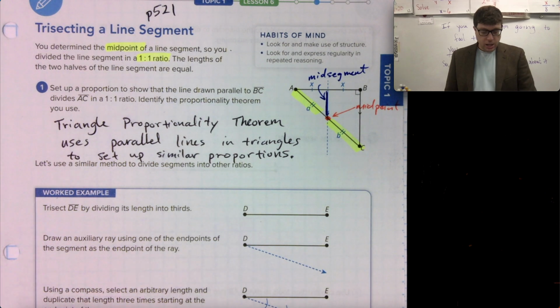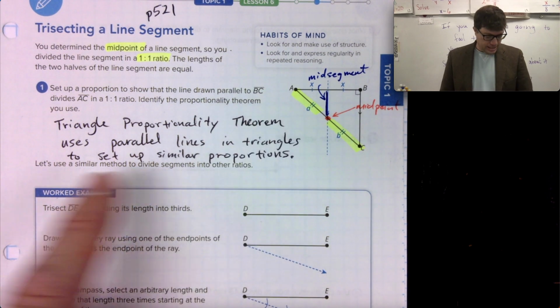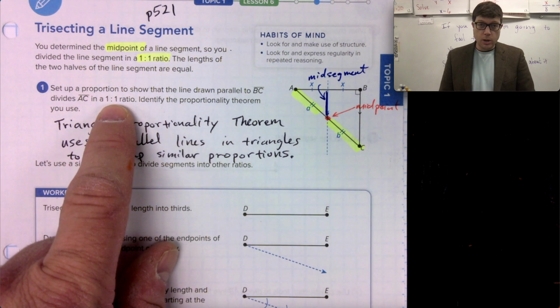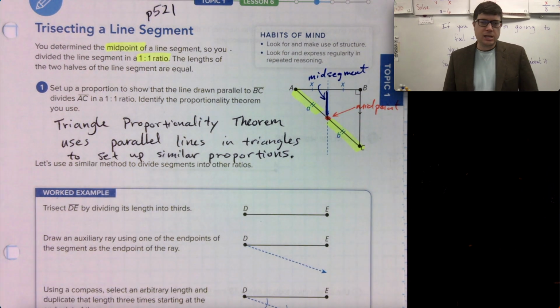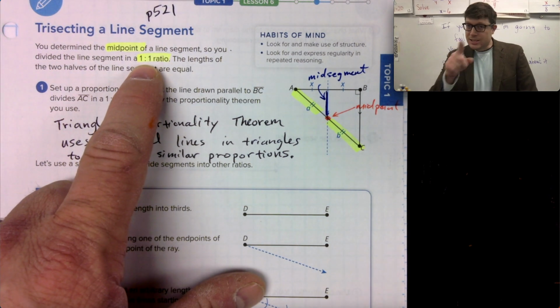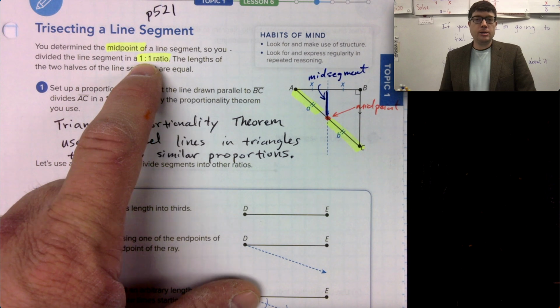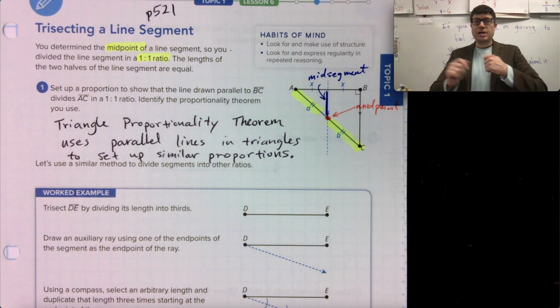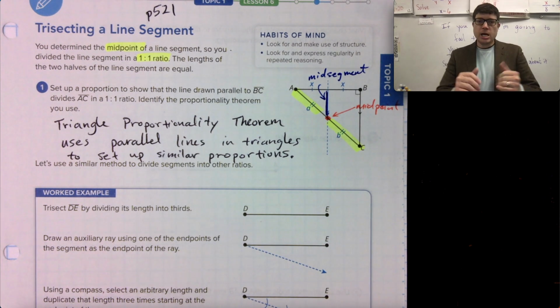ratio. One of them is over there, that's that one, and one of them is over there, that's the other one. When we talk about trisecting a line segment, we're going to talk about the ratio that's given. It won't be 1-to-1, because that's for midpoints, or bisecting. But if we have a trisection, we're going to be thinking about maybe like 1-to-2.